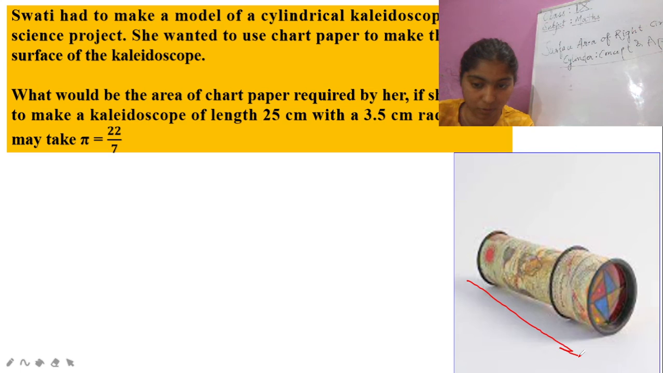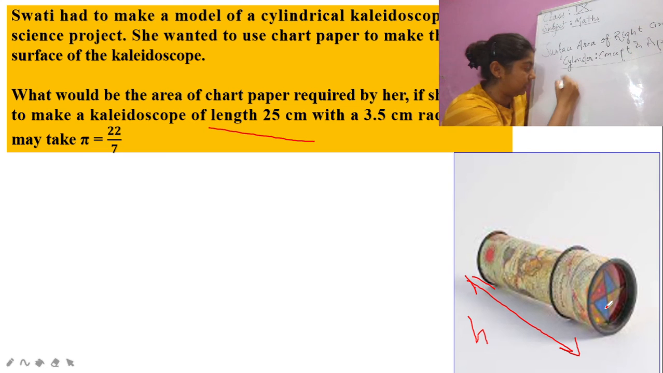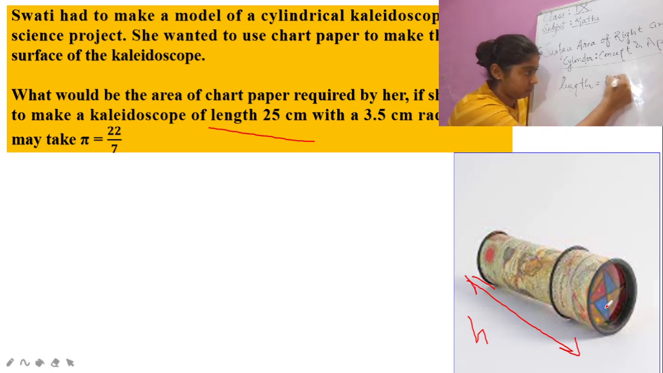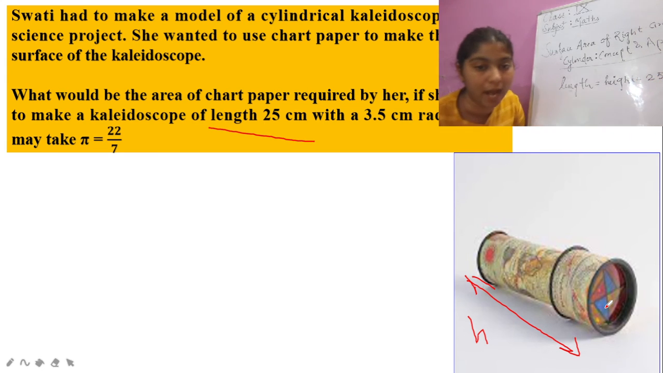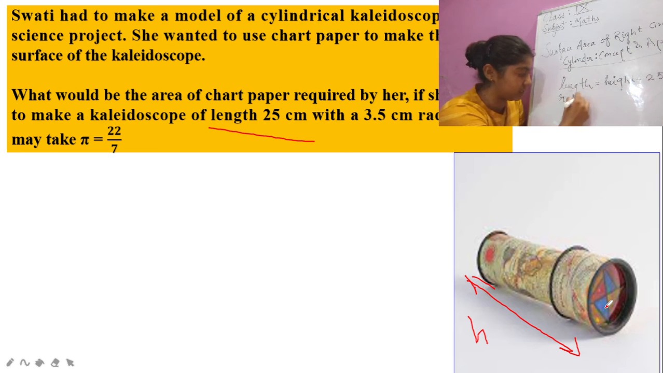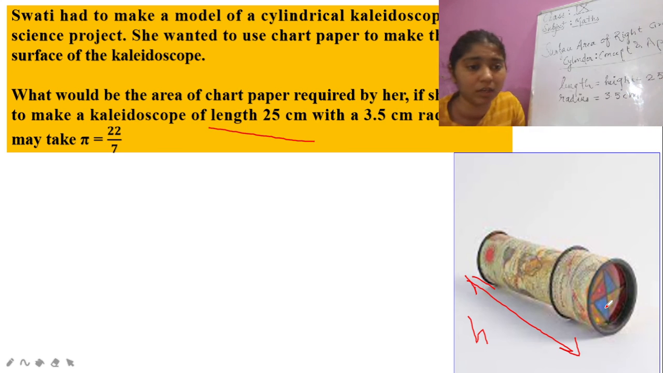This is all about the height that is given to us, which is in the form of length, right? And the radius is given to us. So length is given to us, we can take it as the height, which is 25 centimeter, and the radius is given to us, which is 3.5 centimeter. Now students, you will have to calculate the chart paper required for the curved surface area.